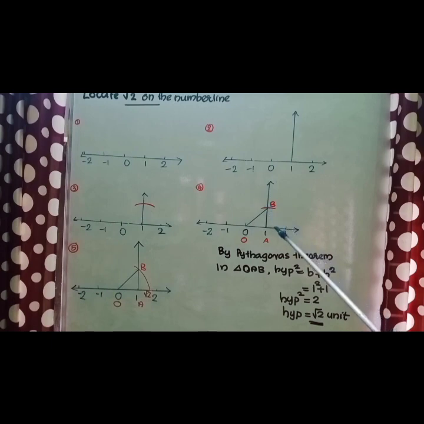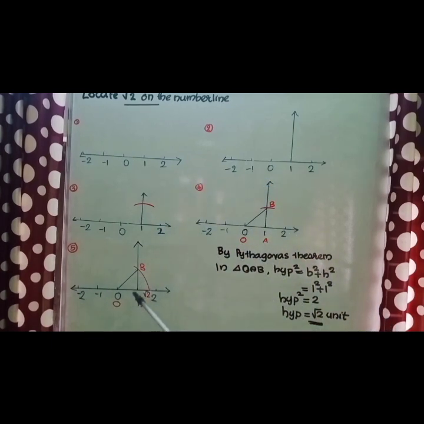That length let us draw to the number line. So now you see the figure here, this OB, take that length by using a compass and draw that arc to the number line. The point where it touches the number line is the location of the root 2 on the number line.